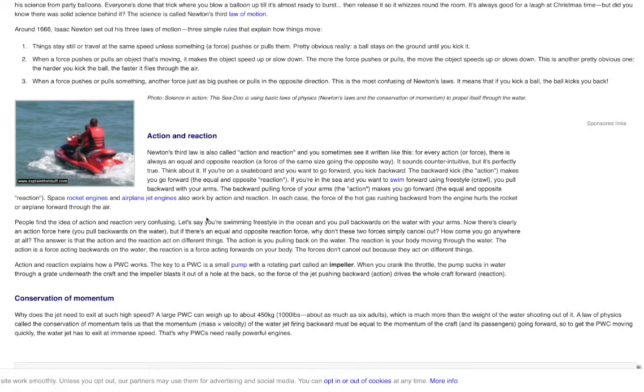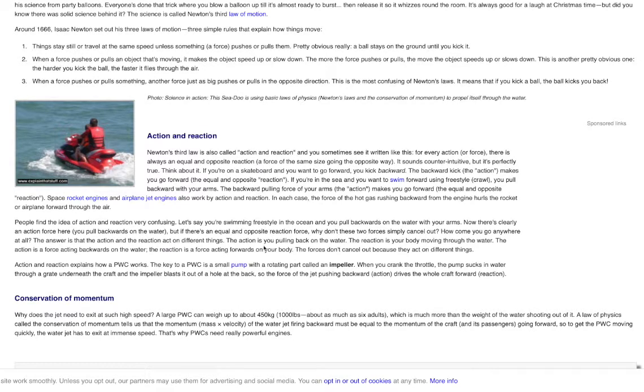It shouldn't be. Let's say you're swimming freestyle in the ocean and you pull backwards on the water with your arms. Now there's clearly an action force here. You pull backwards on the water. But if there's an equal and opposite reaction force, why don't these two forces simply cancel out? How come you go anywhere at all? The answer is that the action and the reaction act on different things.